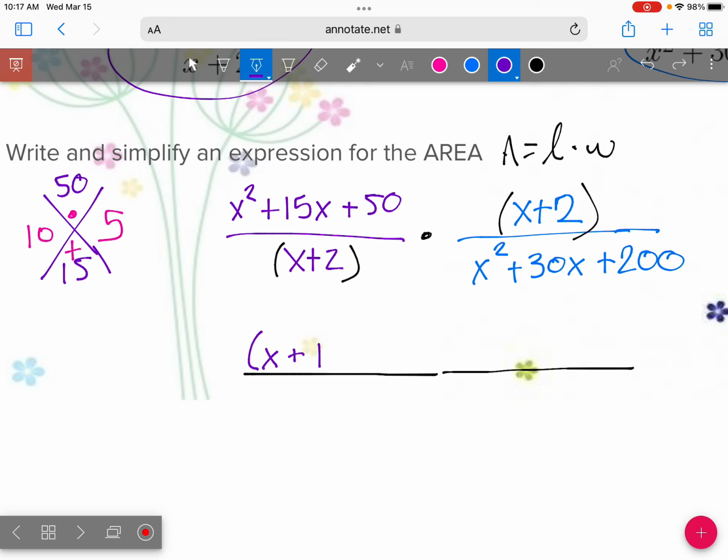So we have x plus 10 and x plus 5. I'm still going to write my x plus 2 down here. I know a lot of us noticed that we could cancel that out already, but I'm going to write it down anyway.